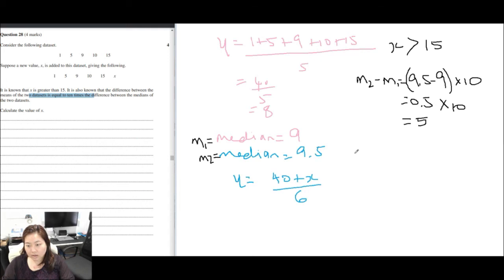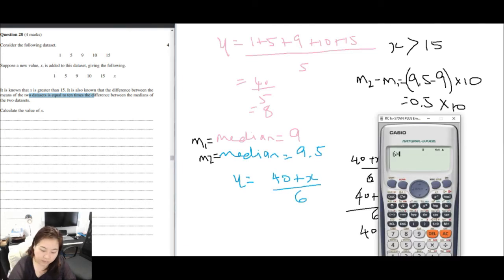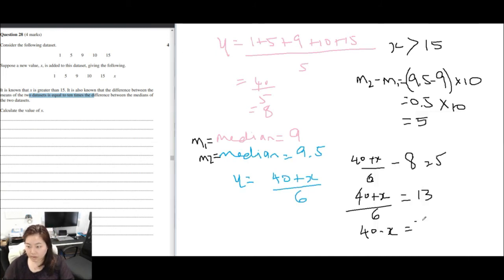I'm gonna say 40 plus x over 6 minus 8 is equal to 5. Times everything by 6. Should I have? Maybe I should have plus 8 first. There. Now times everything by 6. 6 times 13, what is that? 78. Minus 40. This is a plus. It's 38. That's greater than 15.